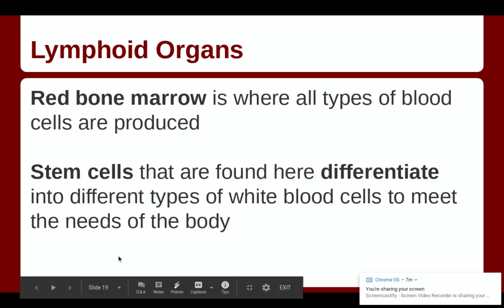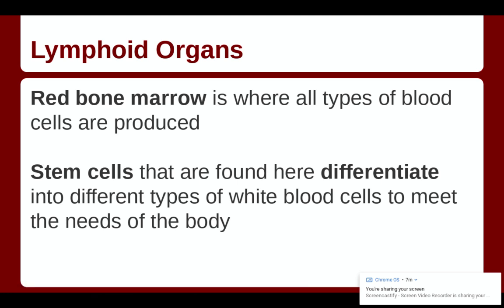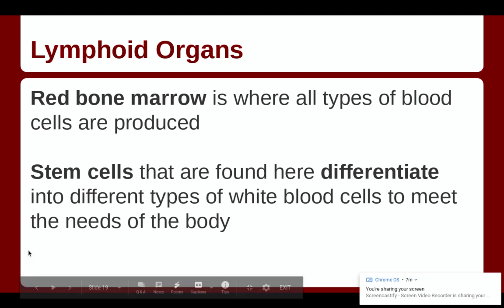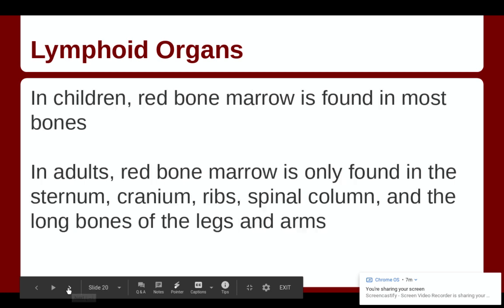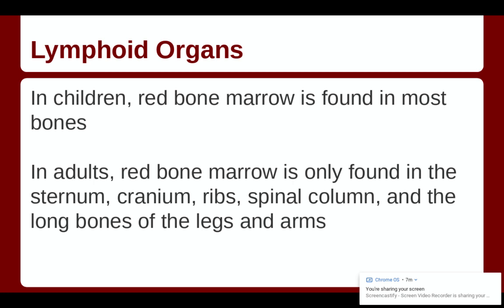When we get sick, our lymph nodes start to swell because of the increase in white blood cell production and filtration. Red bone marrow is where all types of blood cells are produced. Stem cells found in the red bone marrow differentiate into different types of white blood cells to meet the need of the body, depending on whether we're going through infection or not. That'll change what the stem cells produce. In children, red bone marrow is found in most bones. In adults, it is only found in the sternum, the cranium, ribs, spinal column, and the long bones of the legs and arms.